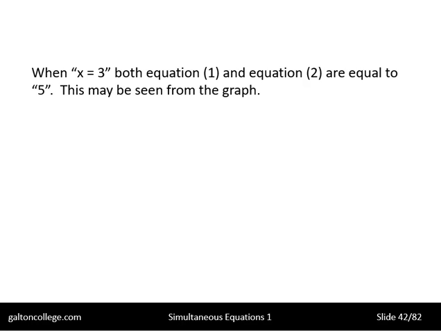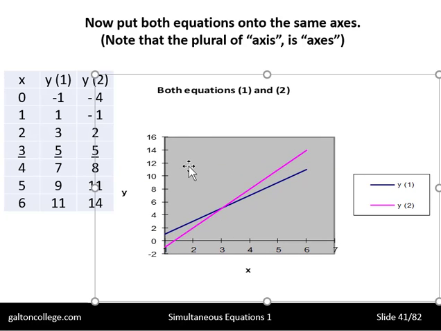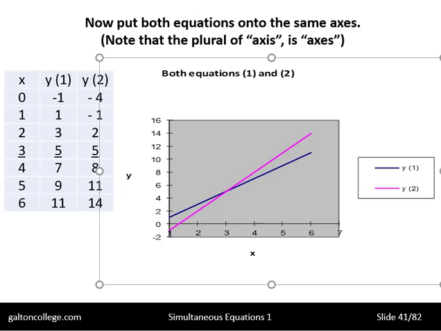When x equals 3, both equations 1 and 2 are equal to 5. And it can be seen from the graph. So if you just put a ruler there and take it across, it just goes in there. So it's 5, 3. Oops, sorry. Okay.